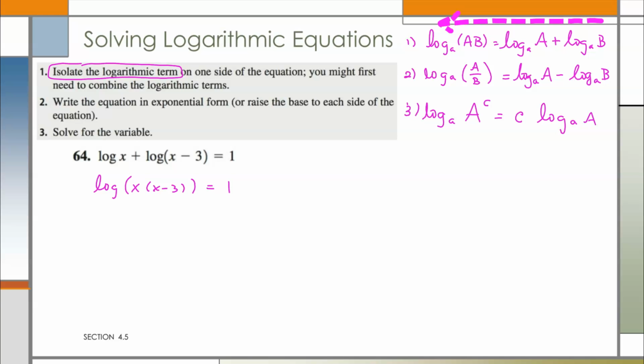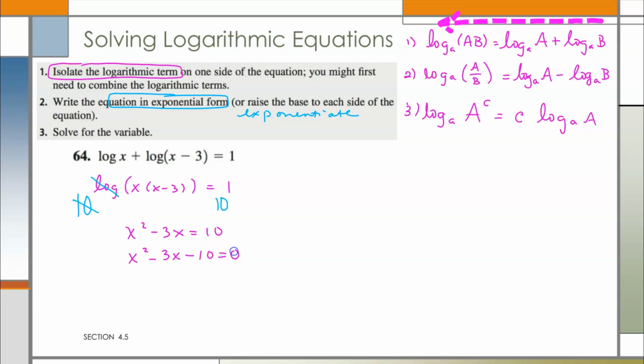Now that I have an isolated log term, there's only one log on both sides of the equation, then I can exponentiate. And that's this part here. We're going to exponentiate. Since this is log base 10, we're going to make it the exponent of 10. What I do on the left, I must do on the right. So we exponentiated base 10. These will cancel out, leaving us with x squared minus 3x equals 10, or x squared minus 3x minus 10 equals 0.